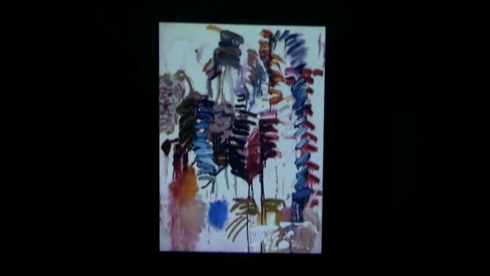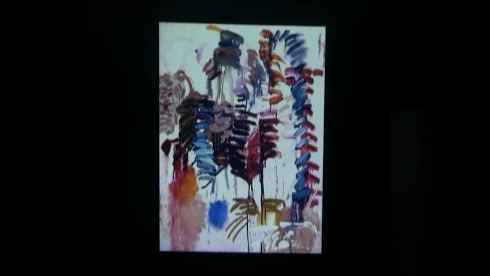This is called Birth. And I don't know why I called it Birth, because it was long before I gave birth. This was probably painted in 1971, and I didn't give birth until 1979. Another small stroke painting.